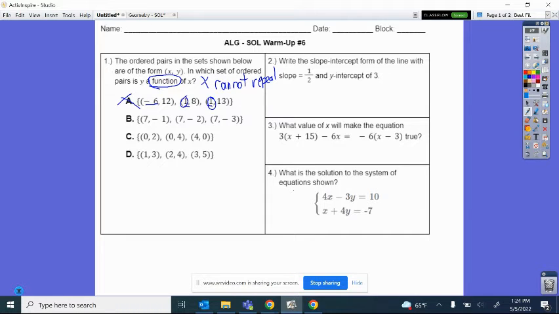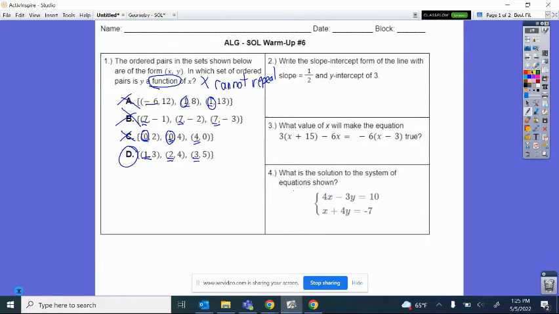When I look at B, my x values are 7, 7, and 7. Those are all repeats. B cannot be a function. As I look at C, my x values are 0, 0, and 4. Again, I see that repeat. Cannot work. But when we get to D, we've got 1, 2, and 3 for my x's. Those are all different. That is a function because each x value has its own unique y.